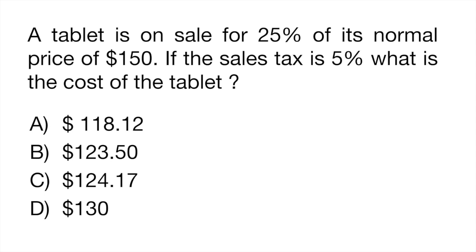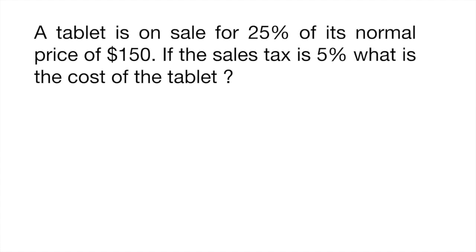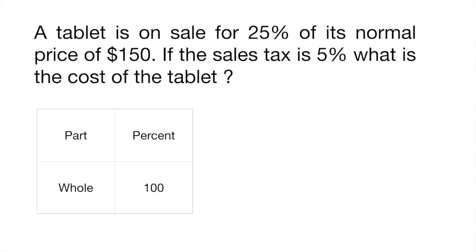The next question is also a percentage problem, and it also has 2 parts. It says a tablet is on sale for 25% of its normal price of $150. If the sales tax is 5%, what is the cost of the tablet? Okay, so here what you have to do is two things. The first thing that you need to do, if you look at sentence 1, is to find out what the price of the tablet is after you apply the 25% discount. Okay, so that is part 1. So again, go ahead and set up your table like that.